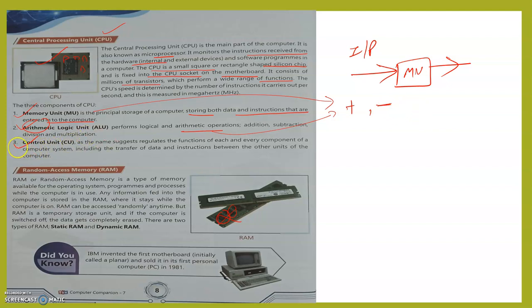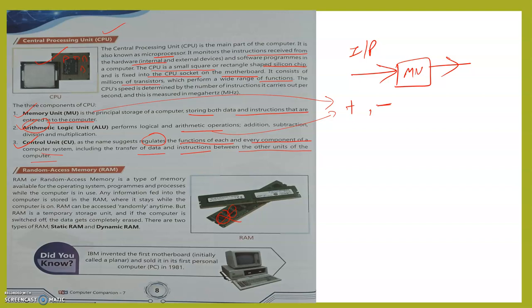Now there is another part of the CPU, that is the control unit. As the name suggests, it regulates the function of each and every component of a computer system, because it is a controlling unit. It regulates the transfer of data and instructions between the other units of the computer. The control unit is just like a controller which controls all these things, as data passes from one device to another. So that is the working of the CPU.